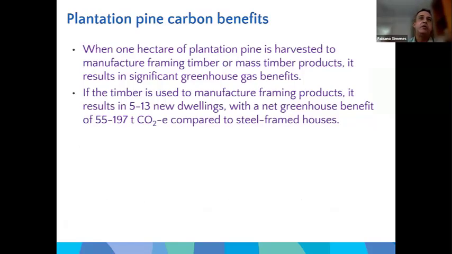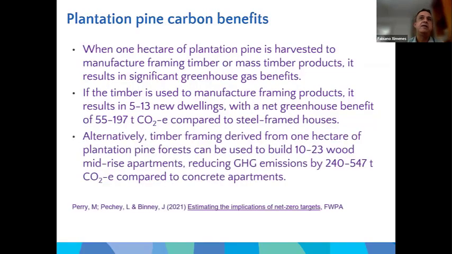And so they did two things. They compared, so they basically assessed how many new dwellings that one hectare of plantation pine could support. So that's anything between 5 to 13 new dwellings with a net greenhouse benefit of anything between 55 to almost 200 tons of carbon dioxide equivalent compared to steel framed houses. And similar benefits as well if you use that same timber for the purposes of mid-rise apartment building.